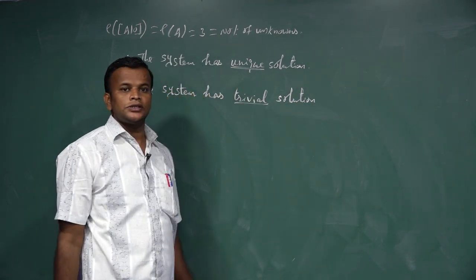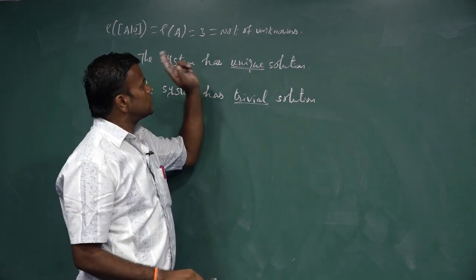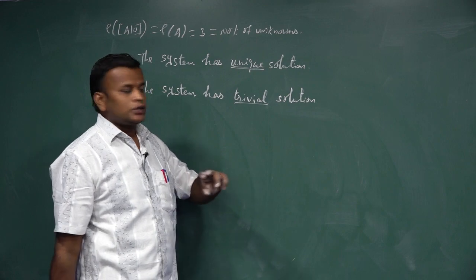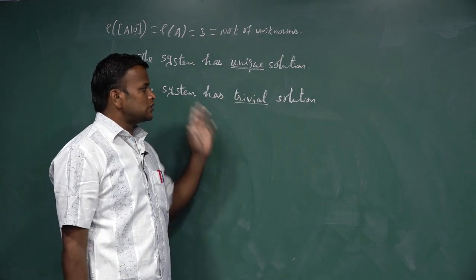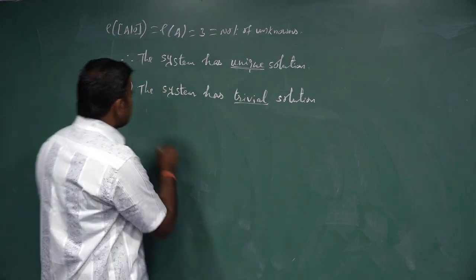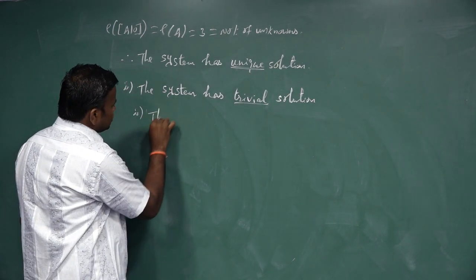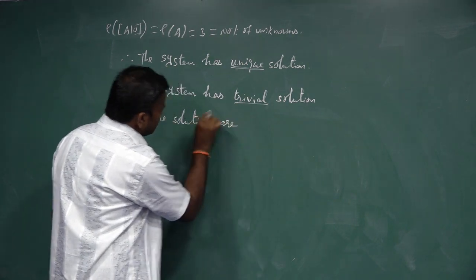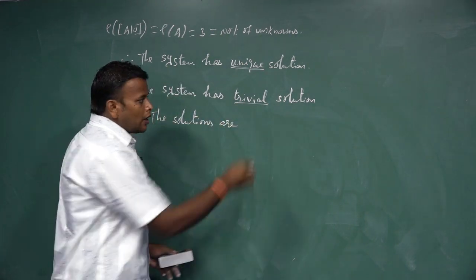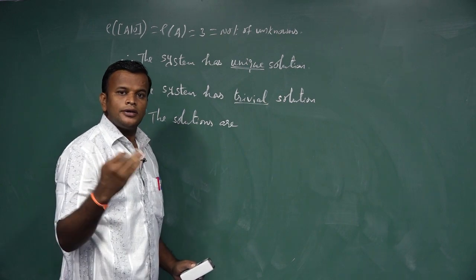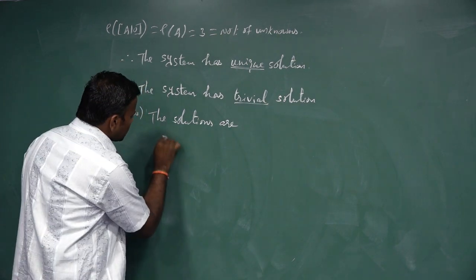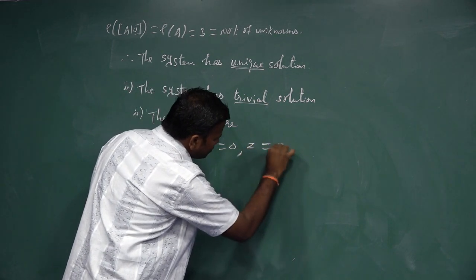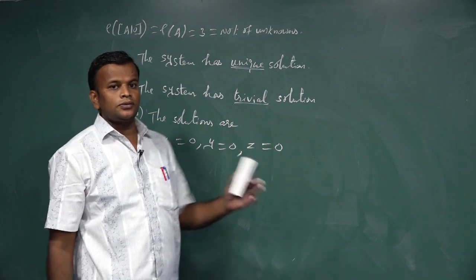In a homogeneous system, suppose the rank is exactly 3, equal to the given number of unknowns. Then the system has a unique, trivial solution. That is, the solutions are, we directly find the solutions. You know very well, trivial means all solutions are 0. x is equal to 0, y is equal to 0, and z is also 0.